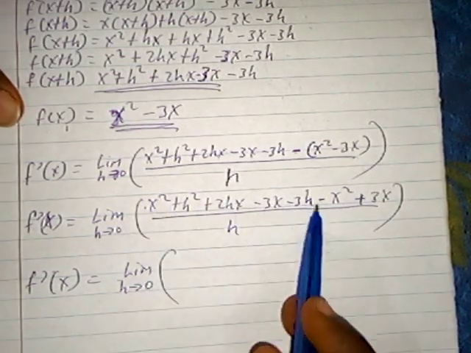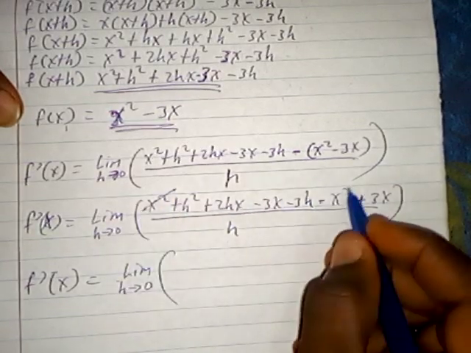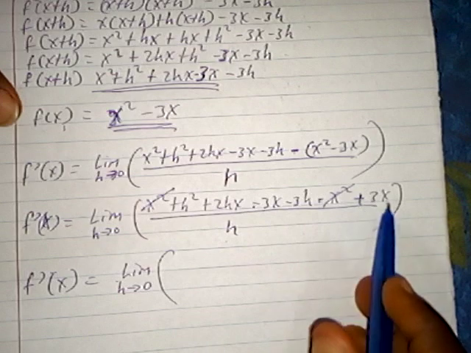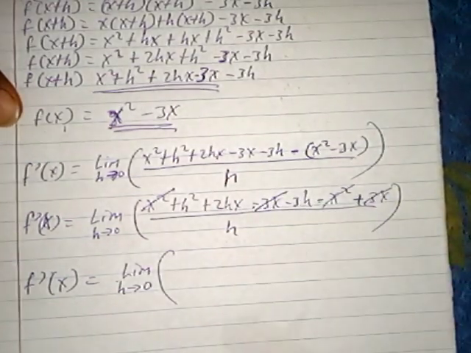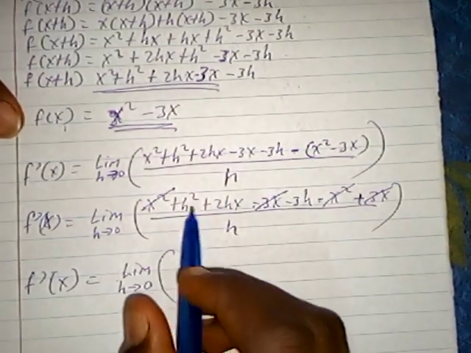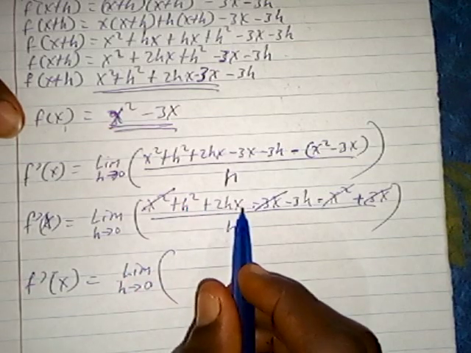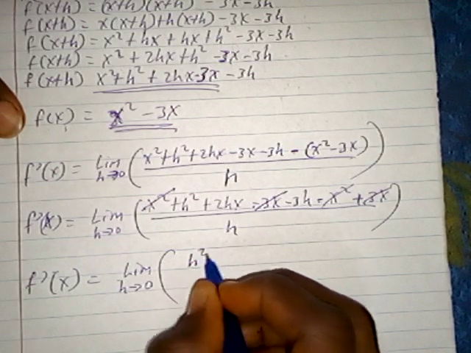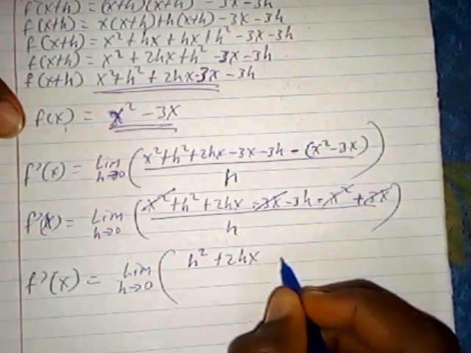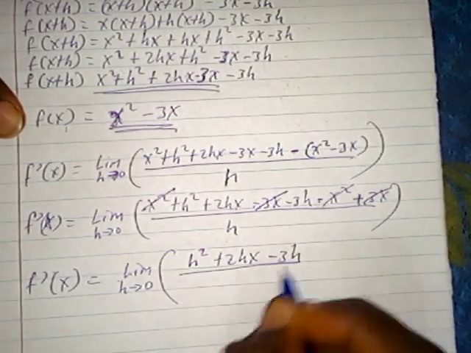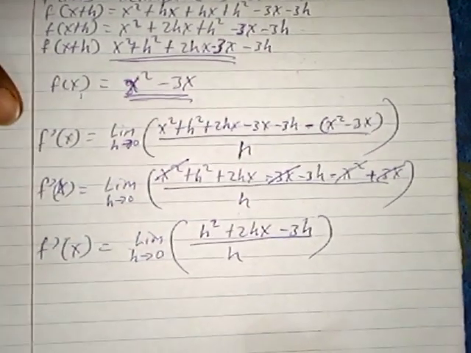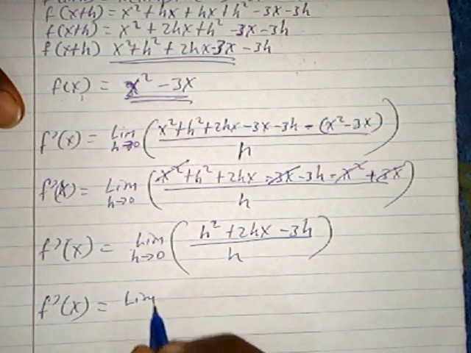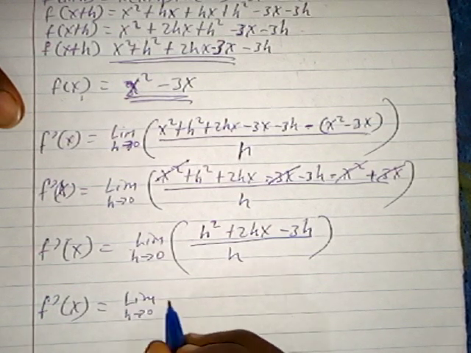Now x square minus x square, they cancel, is 0. Do you see? Good. Now let's see. Minus 3x plus 3x, they cancel, is 0. Now what is remaining? h square plus 2hx minus 3h. So h square plus 2hx minus 3h, all divided by h. Is it understandable? So the first derivative, where the limit h is moving towards 0, right?